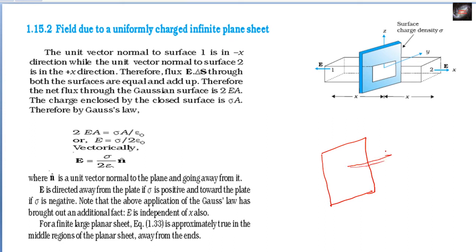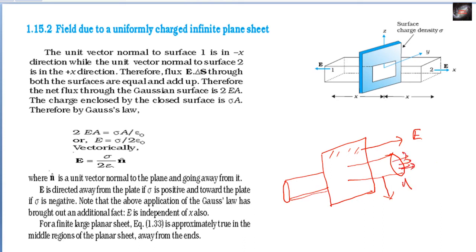To determine it, we simply draw a Gaussian surface. Let us consider a cylindrical Gaussian surface, for simplicity. Here you just observe that as the charge is distributed over this surface, the direction of the electric field is along this, and the direction of the surface area of the curved surface is perpendicular to the electric field E. So obviously, from the curved surface there would be no electric flux. Only the electric flux passes through the circular area.